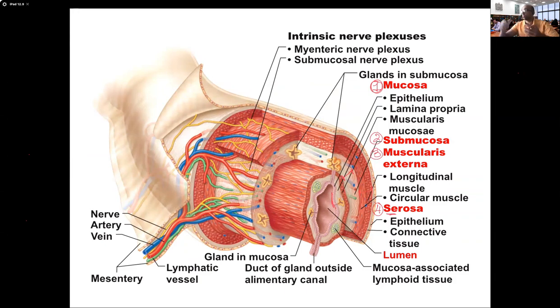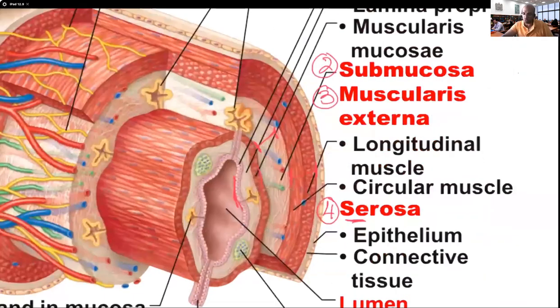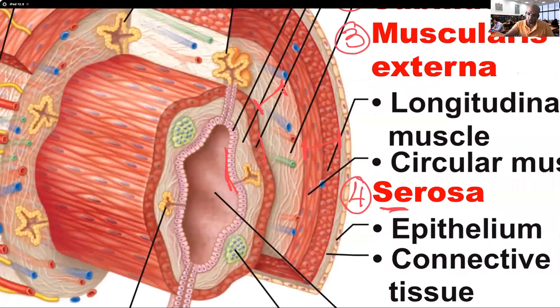So again, what are the four main layers that we see on here? We've got mucosa, submucosa, muscularis externa, and serosa.